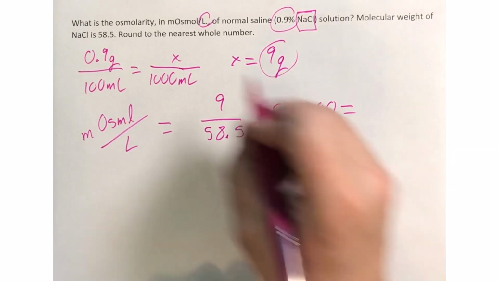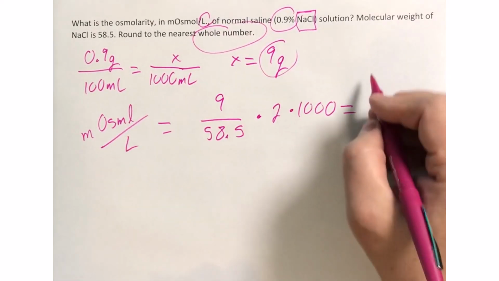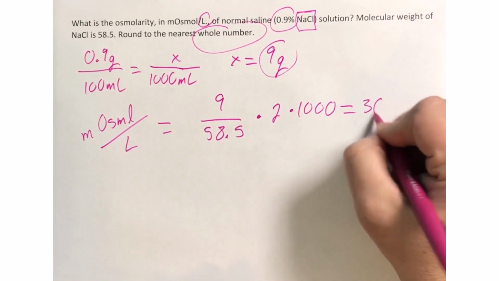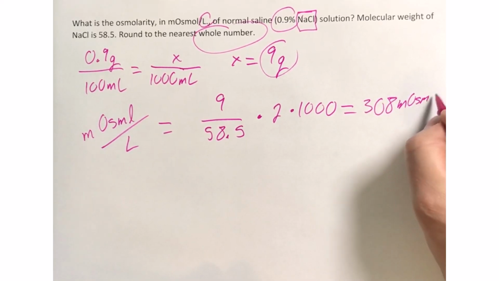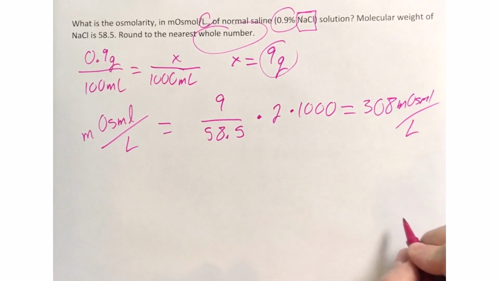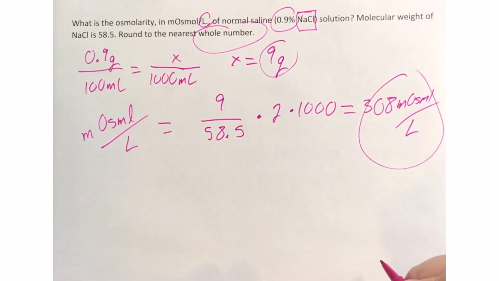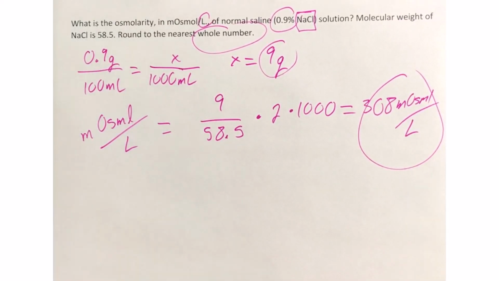We're told to round it to the nearest whole number, and you should end up with 308, and that's milliosmoles in 1 liter, so per liter. And that is our answer.